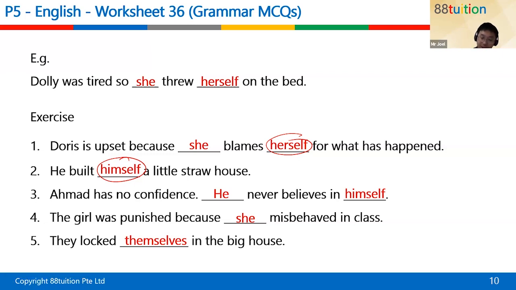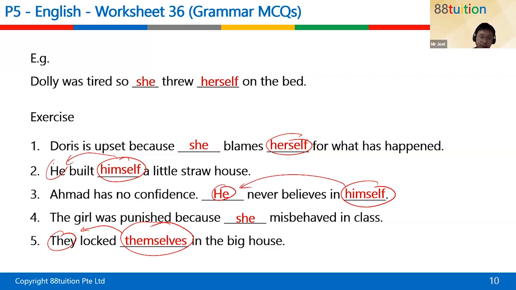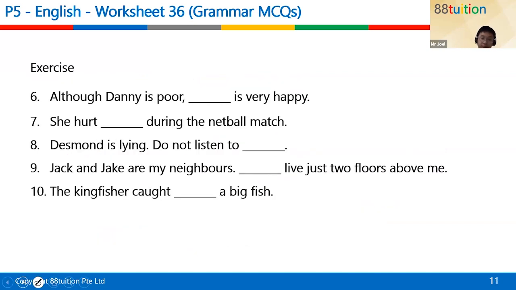All right, reflexive. These are your reflexive pronouns. You reflect back on yourself. That's why it's called reflexive. Okay? So themselves is a reflexive of they. Himself is a reflexive of he. Herself is a reflexive of she. And that's it. That's all the reflexive pronouns we have here. Okay. There we go.